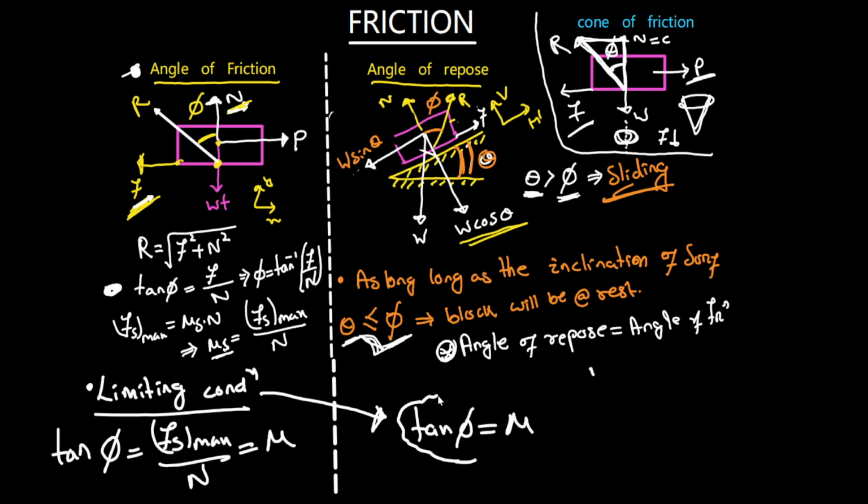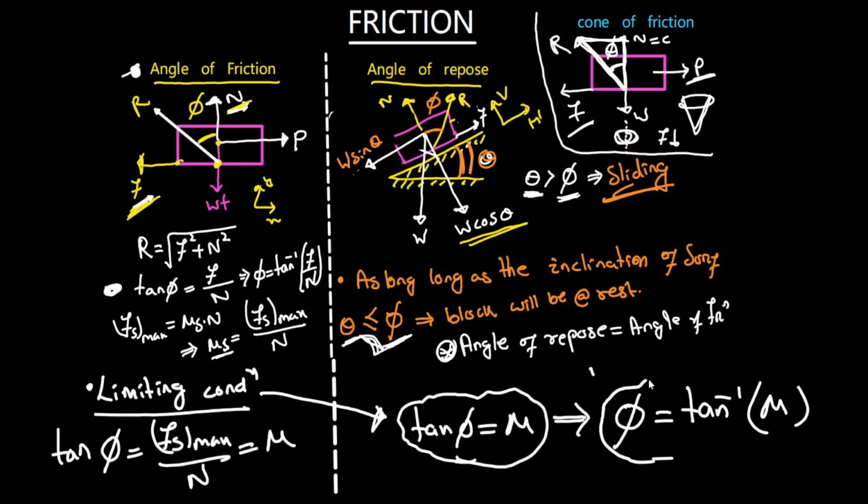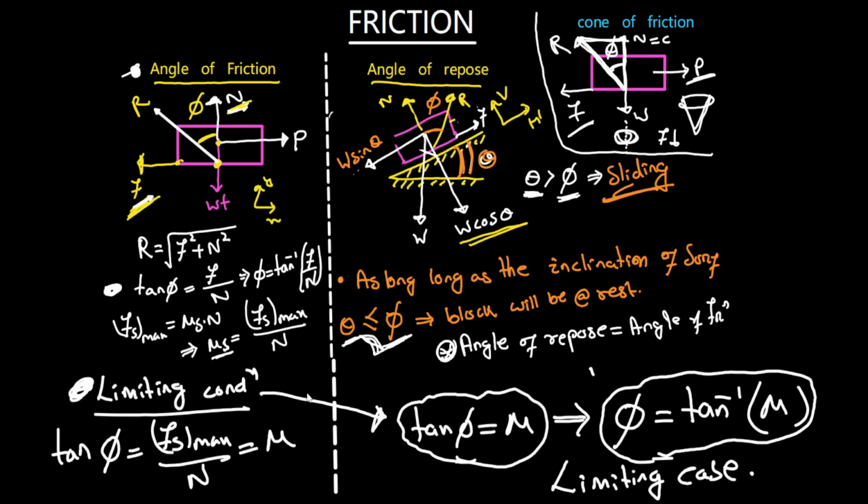You should remember this one. So from here, the angle of friction is equal to tan inverse mu. For which case? You must remember the condition: it's for the limiting case, for the impending case. Only in that situation we have derived that mu is equal to tan phi, or we can say phi, the angle of friction, is equal to tan inverse mu s. So this is all about the angle of friction.